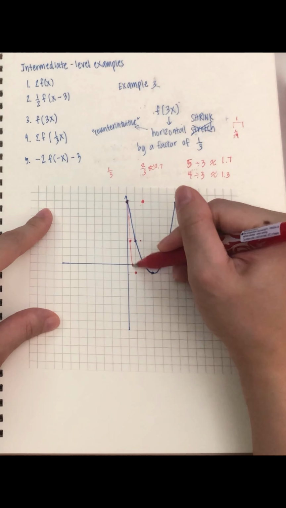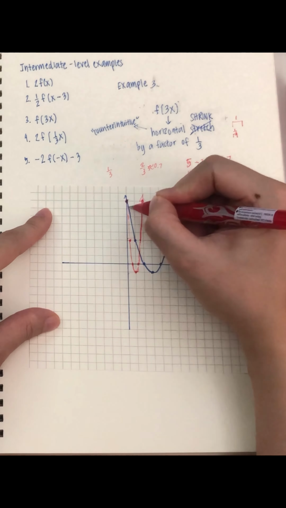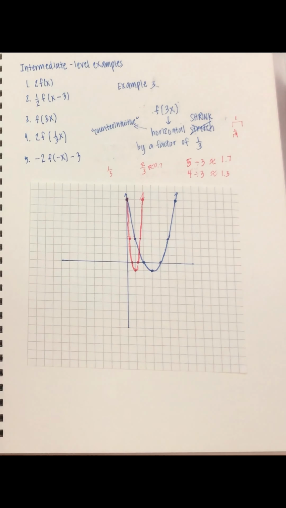It's so hard to graph. There. It's a horizontal compression. It's just horizontal squishing by a factor of 1/3.